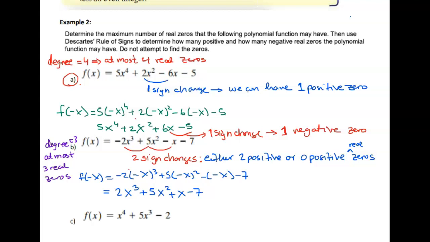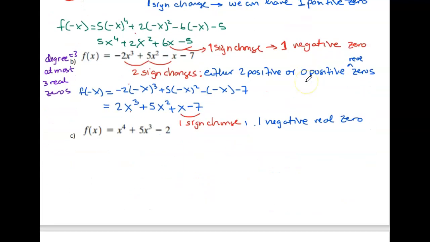Okay, so let's count how many sign changes. No sign change, no sign change, 1. So 1 sign change. Alright, so this means that I have 1 negative real zero. Okay? Good. So we're listing the possibilities, we're kind of listing the possibilities of how many.